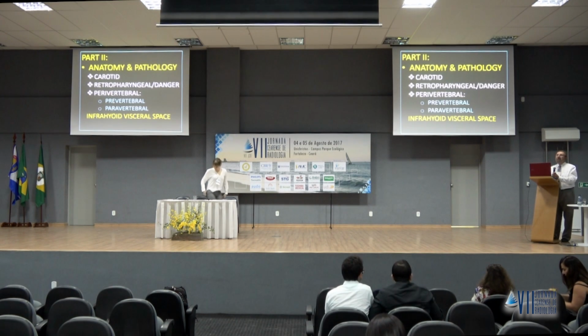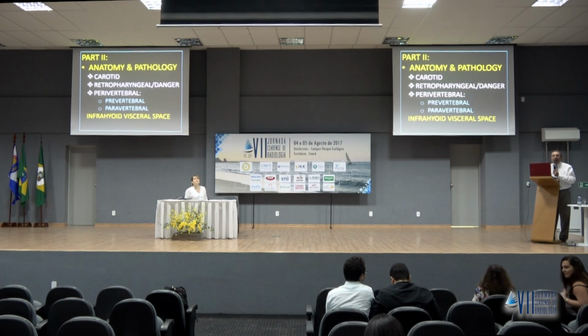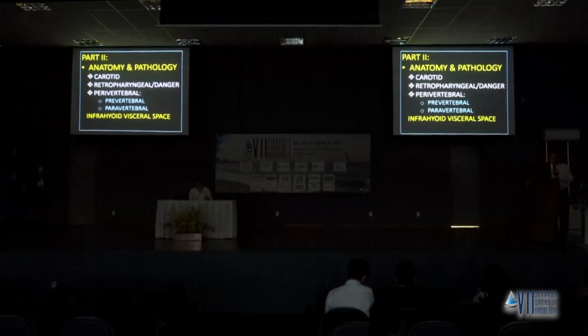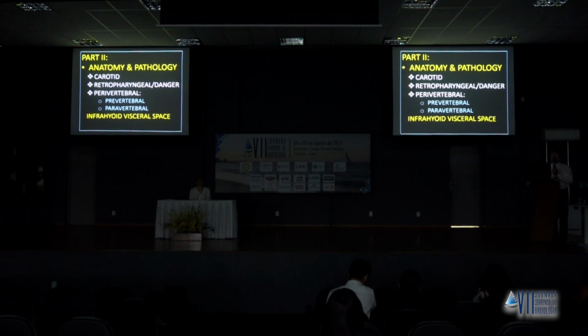Okay, so we're going to talk now about the spaces of the neck, and I separate one group from the other. This one will be the carotid, the retropharyngeal danger space, and the perivertebral. And the perivertebral space is divided into prevertebral and paravertebral. And then we talk a little bit about the infrahyoid neck.